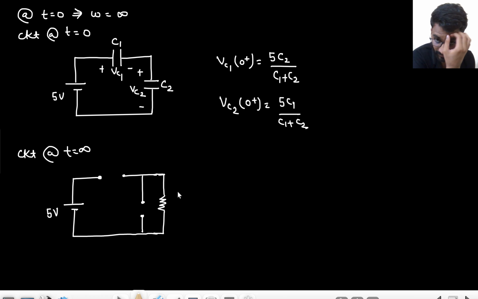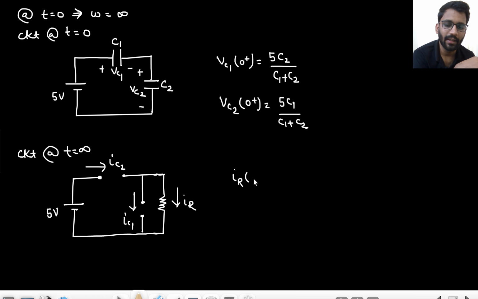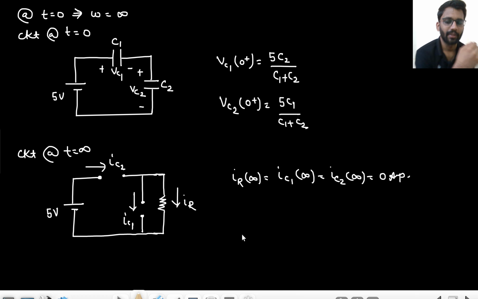right? This is your IR, this is your IC1, this is your IC2. All the currents are 0, right? IR at t equals to infinity, because this is open circuited, so no current is actually flowing. So IR, IC1 at t equals to infinity and IC2 at t equals to infinity. All the currents are 0 ampere.